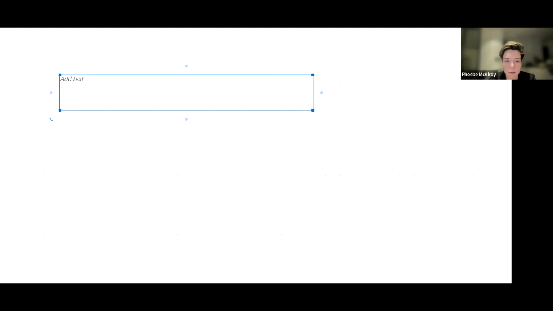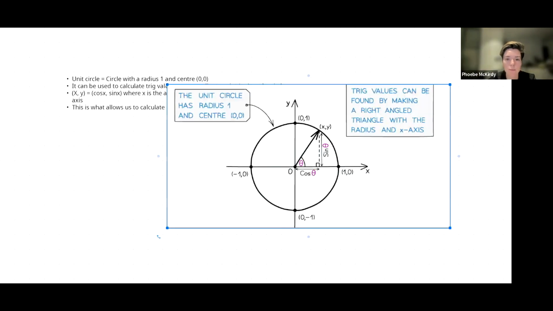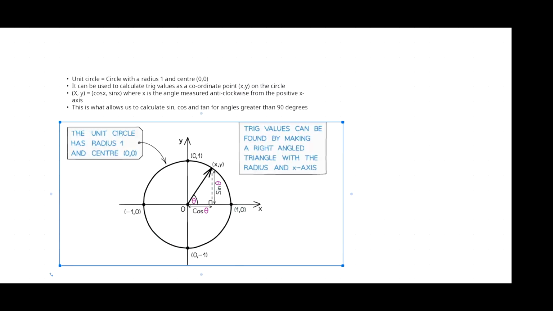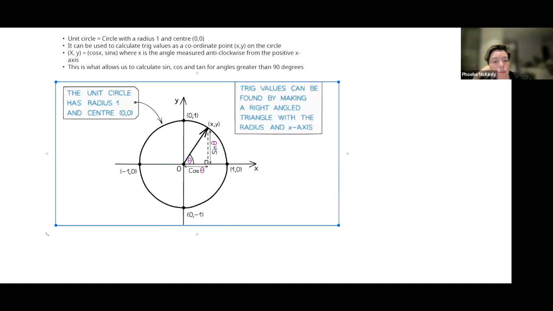This is the unit circle here. Can you see this? The unit circle has a radius of 1 and its center is at (0, 0). The trig values can be found by making a right-angled triangle with the radius and the x-axis, and then you do your trigonometry depending on it. So any point on the unit circle can be found using cos theta or sin theta.